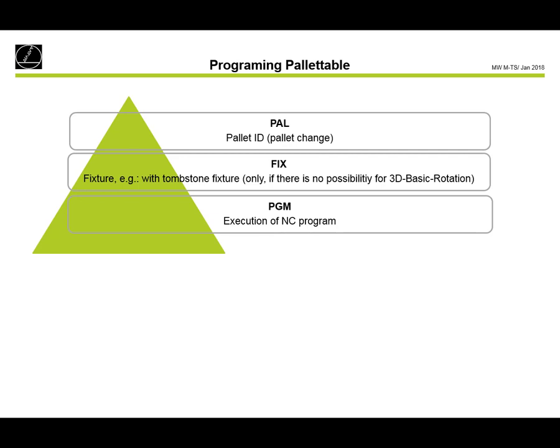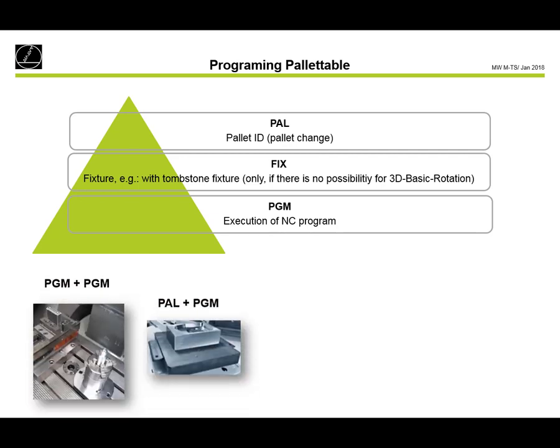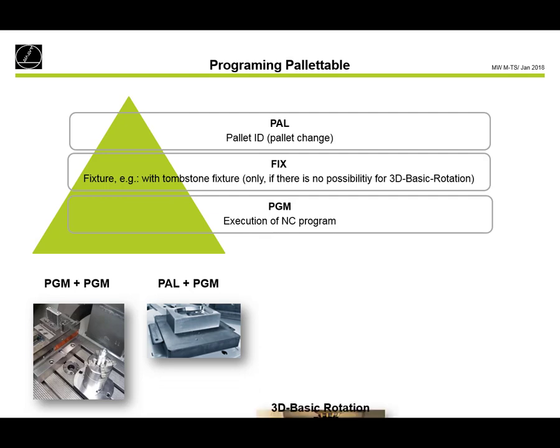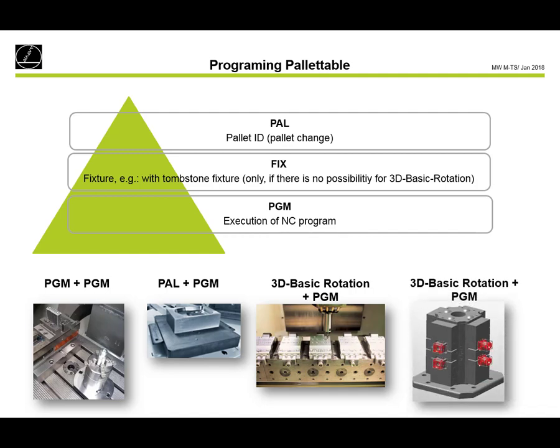And the next thing, we have the program. There we put in the NC program. So we can use program, pallet and program. Then for tool-oriented machining with, for example, a two-side clamping device, we can use the 3D basic rotation together with the program. And for the clamping tower, also the 3D basic rotation together with the program.